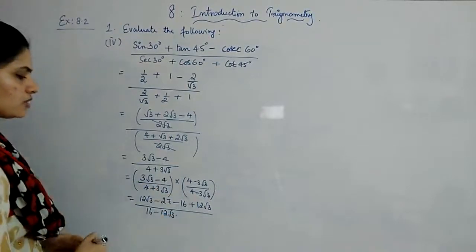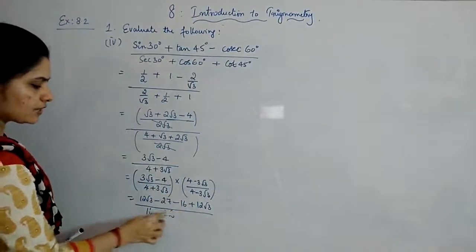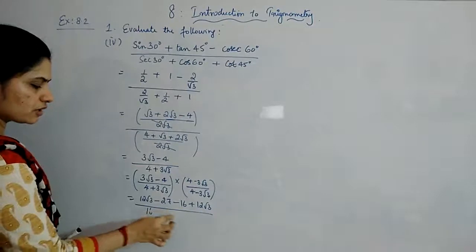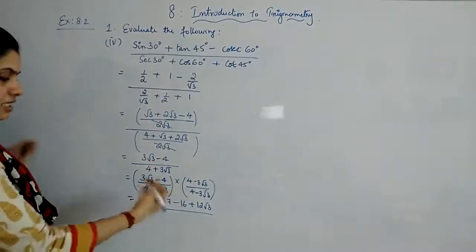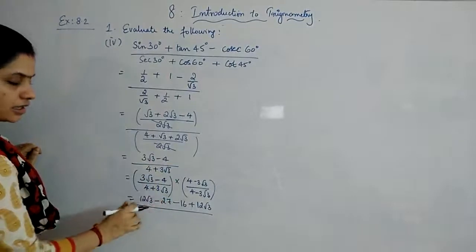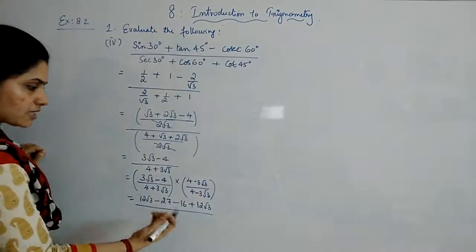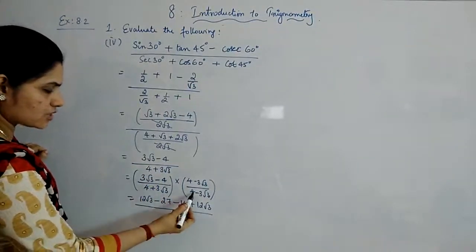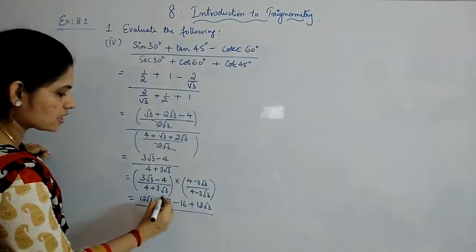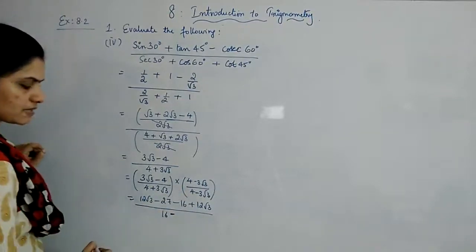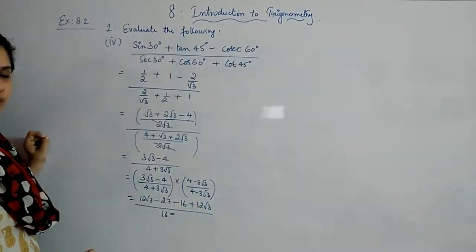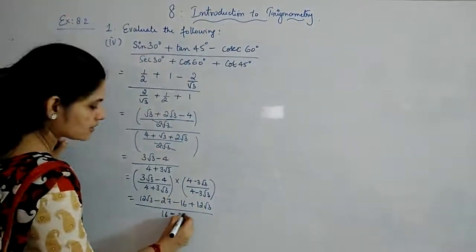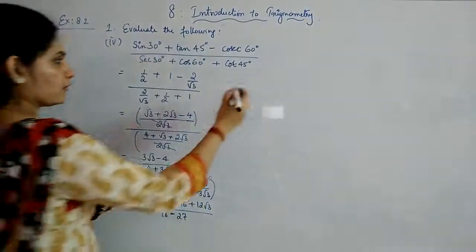Or else you can use the (a plus b) into (a minus b) formula also. That will also give you the answer because we are doing the rationalization process so that the denominator is a rational number. So what you will get is a square minus b square: 4 square is 16, and minus, in between the negative sign, 3 root 3 the whole square, which is 9 into 3, that is 27. That will also be simple for you.